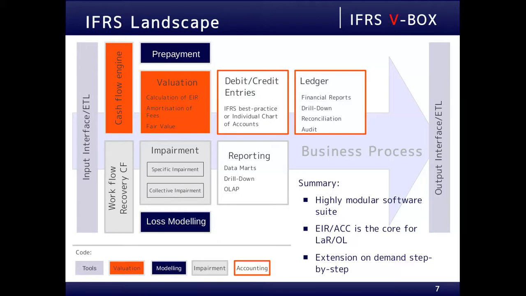IFRS V-BOX is a highly modular software suite. It includes separate modules for input interfacing (ETL), a graphical user interface for recovery cash flows, a cash flow engine, a valuation engine, an impairment engine, a modeling engine, and so on. The system includes also an inbuilt general ledger and a special accounting engine which generates debit and credit entries according to the IFRS best practices.